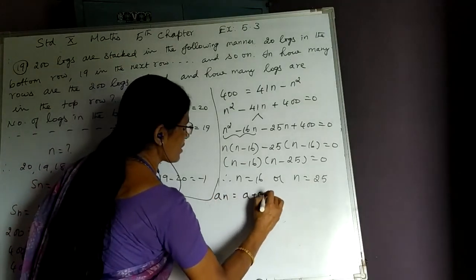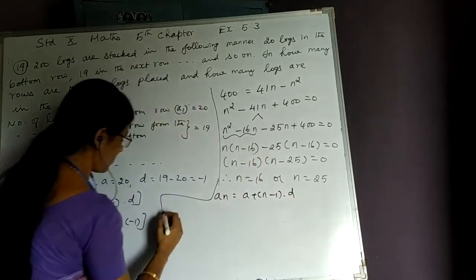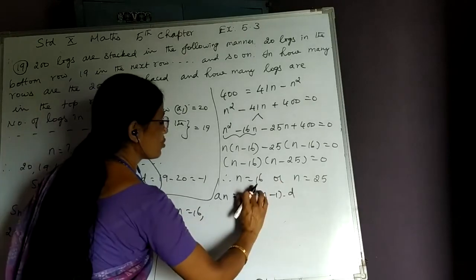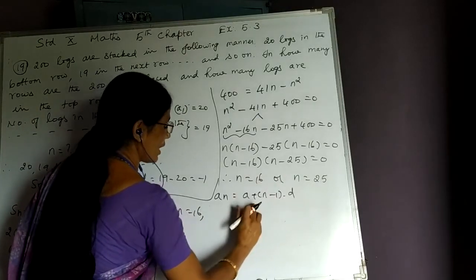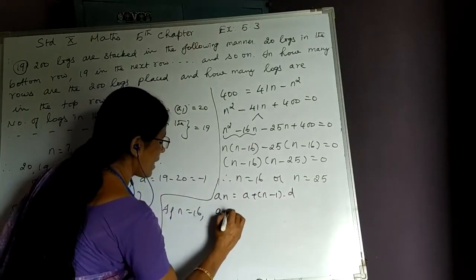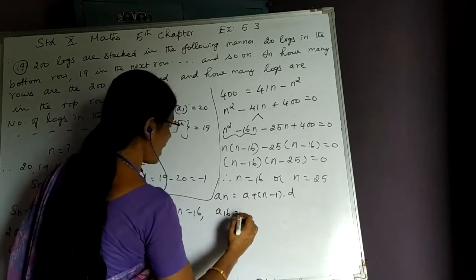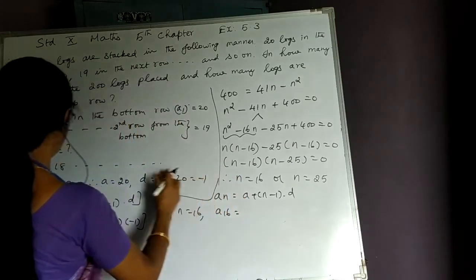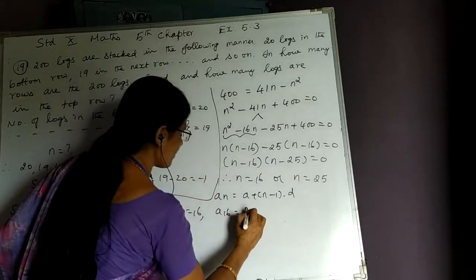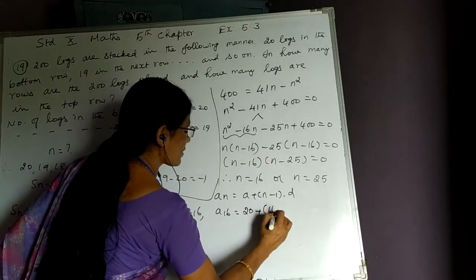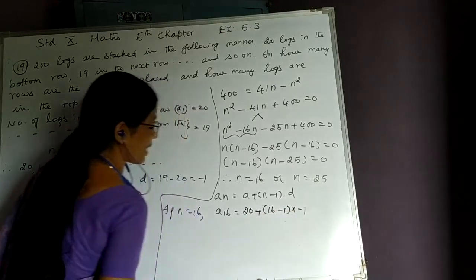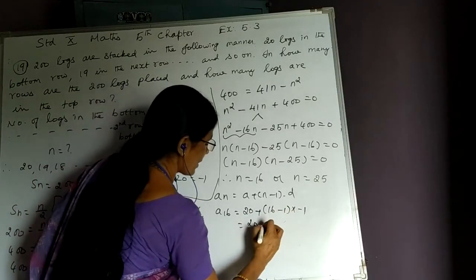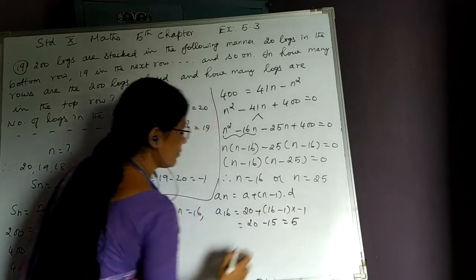An is a plus n minus 1 into d. If n is equal to 16, because we got 2, we are going to use both in this formula. A16 is equal to a, which is 20, plus n is 16 minus 1, d is minus 1. 16 minus 1 is 15, 20 minus 15 equal to 5.